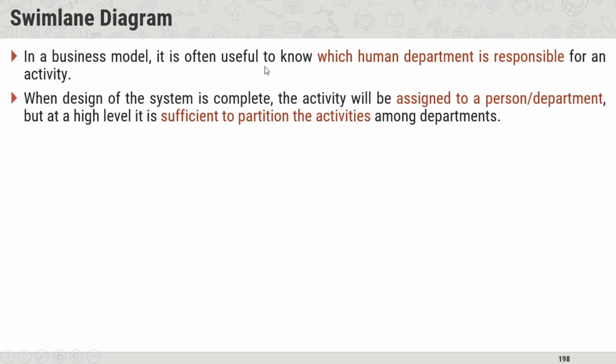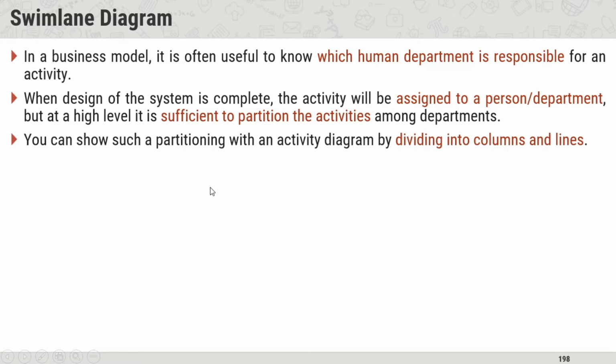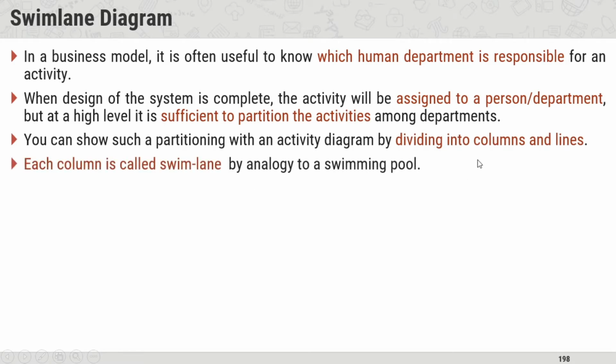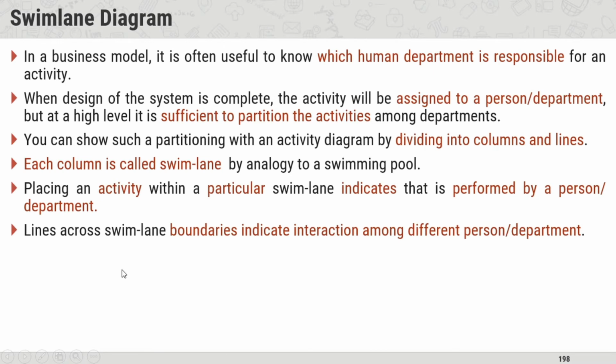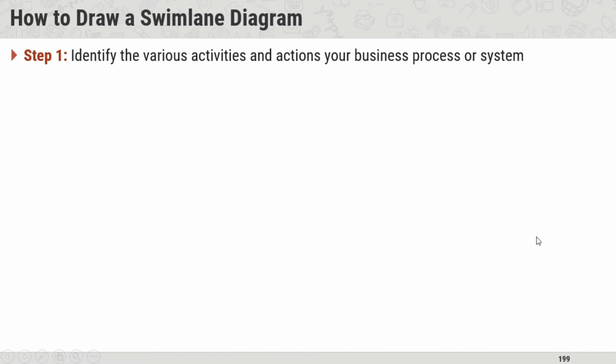In a business model, it is often useful to know which human department is responsible for an activity. When the design of the system is complete, the activity will be assigned to a person or department, but at a high level it is sufficient to partition the activities among departments. You can show such partitioning with an activity diagram by dividing it into columns and lines. Each column is called a swim lane, by analogy to a swimming pool. Placing an activity within a particular swim lane indicates that it is performed by that person or department. Lines across swim lane boundaries indicate interaction among different persons or departments.